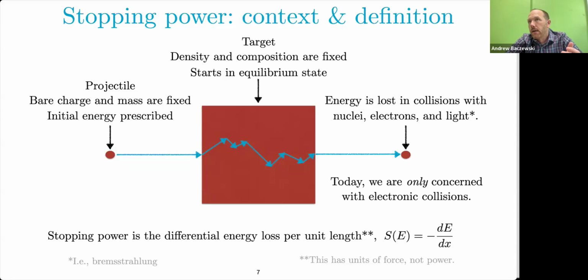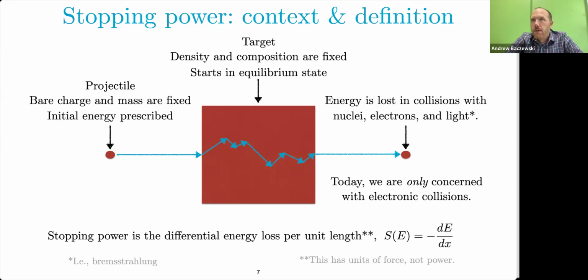The energy is going to be lost in collisions with nuclei, electrons, and light. When I say nuclei here, I mean direct nuclear collisions. Primarily, we're going to be talking about electronic collisions today. And it's worth noting that collisions with light, Bremsstrahlung, this sort of stuff, is also capable of being handled. But the thing that we're really talking about today is electronic stopping power, which is the contribution of stopping power that's going to be most important to inertial fusion applications.